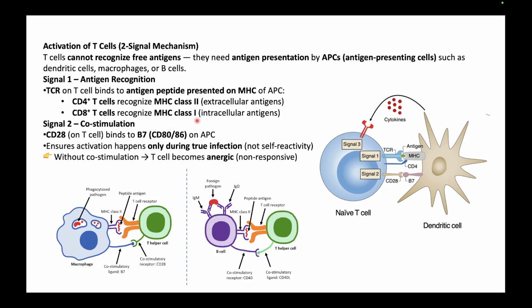So what is the difference? The difference here is in the form of antigen processing. MHC class 2 presents extracellular antigens that have been processed, and MHC class 1 presents intracellular antigens, for example the virus.